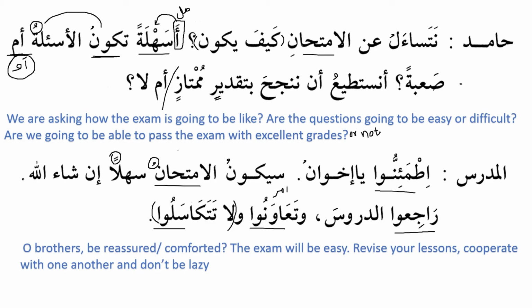So we can see the translation here. When you look at the translation, you can figure out, oh brothers, be assured. So again, this is imperative or comforted. The exam will be easy. سيكون الامتحان سهلا. Revise your lessons. We can see revise راجعوا. So this is فعل الأمر, as we can see here. Cooperate, again فعل الأمر, and one another, and don't be lazy. So we can see over here we have don't, so that means this is فعل نهي.